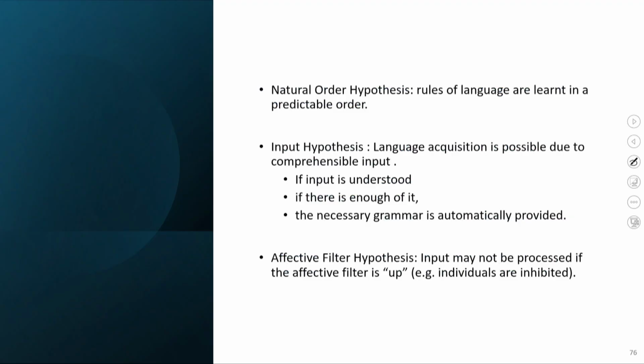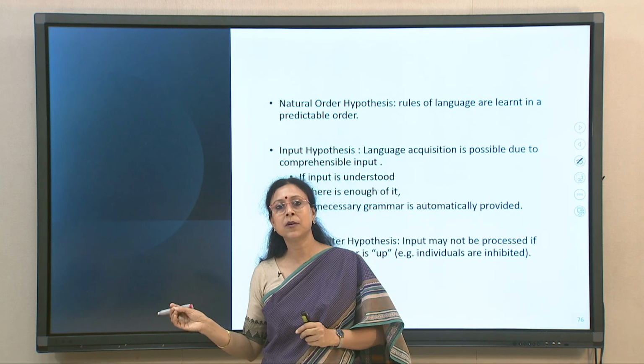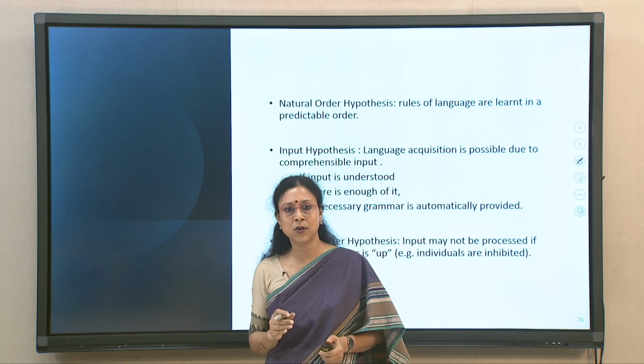Then there is this natural order hypothesis that he talks about. This is something we have seen before also when we discussed morphology. The same kind of theory can be applied for second language acquisition as well. So, there is a natural order through which we learn the rules of a language. L2 in this case, there is a natural order. So, you will not learn some of the most complex ones first and the easier ones last. So, there is a natural order.